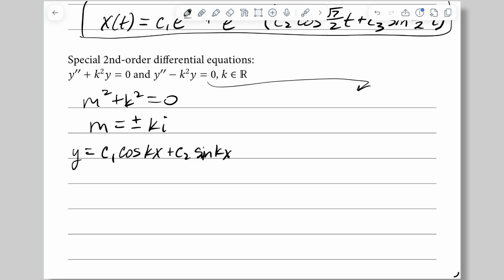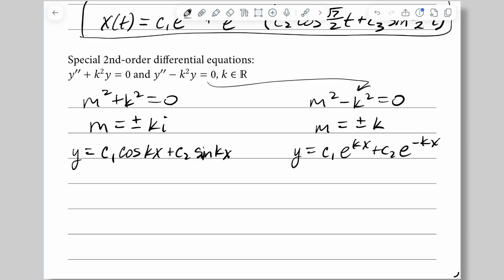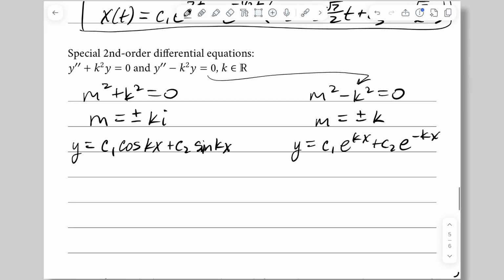For the other one, the auxiliary equation is m squared minus k squared equals 0, and whether you factor this or add k squared and square root both sides, we're going to get m equals plus or minus k. So this becomes y equals c1 e to the kx plus c2 e to the negative kx, which doesn't look interesting at first, but given particular numbers for c1 and c2, this can actually be represented using hyperbolic functions.